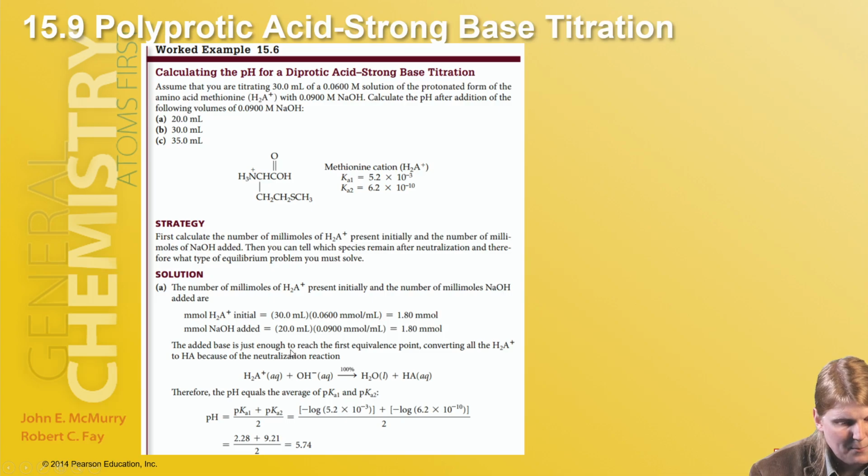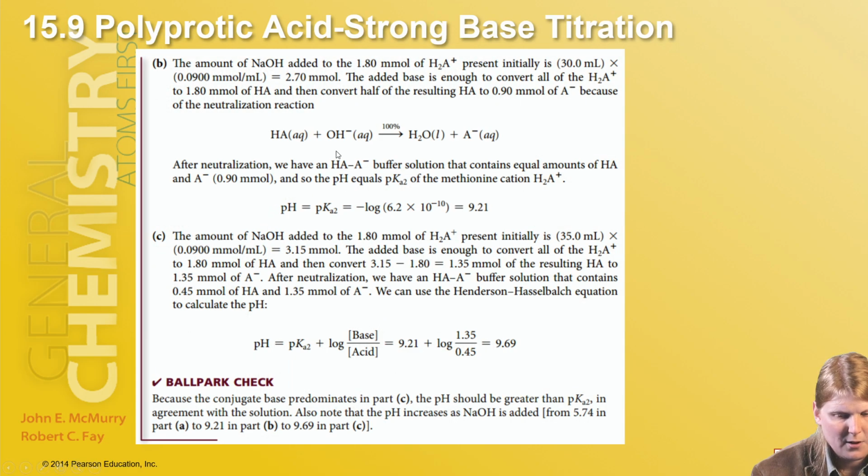It says here the added base is just enough to reach the first equivalence point, converting everything, because they're the same number. What I end up with is the same, so they'll cancel each other out. And then I can get that by using this formula. There are a lot of quick ways to move through these, so we don't have to spend all our time in a lot of ICE charts, or we want to minimize all the extra Henderson-Hasselbalch we don't need.